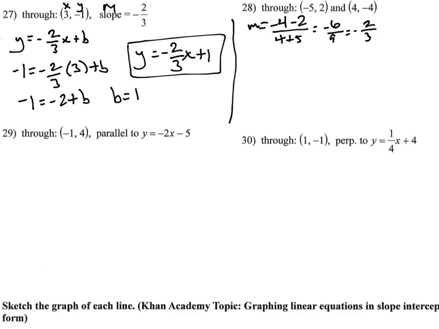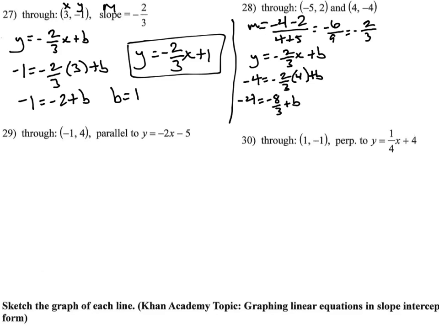So just like the last one, I'm going to plug in the slope, and then plug in either point to find b. Sometimes it'll be easier to plug in one point versus another, but I'll just plug in 4, negative 4. So negative 4 equals negative 2/3 times 4 plus b. Negative 4 equals negative 8/3 plus b.